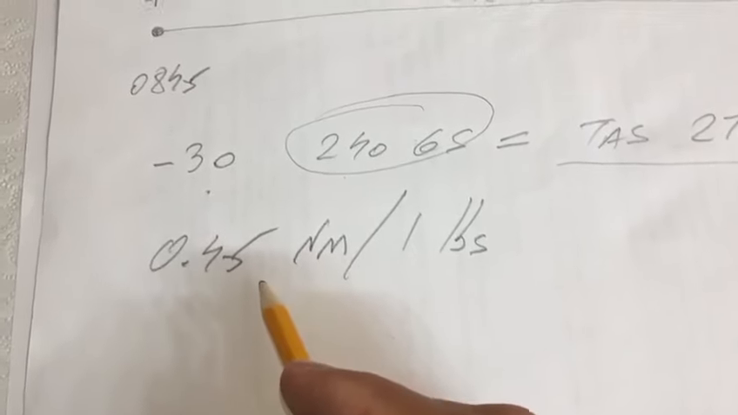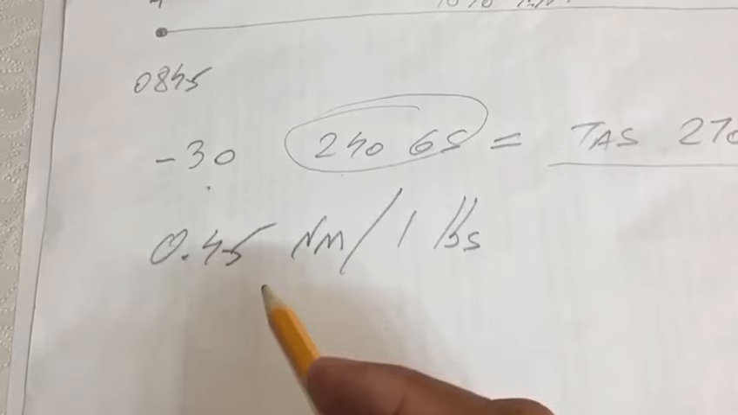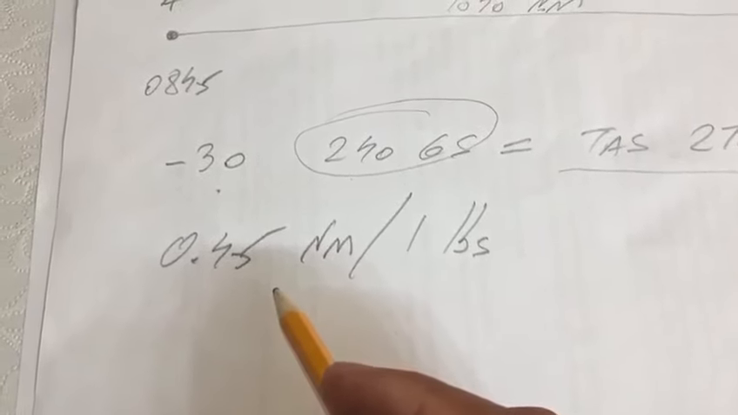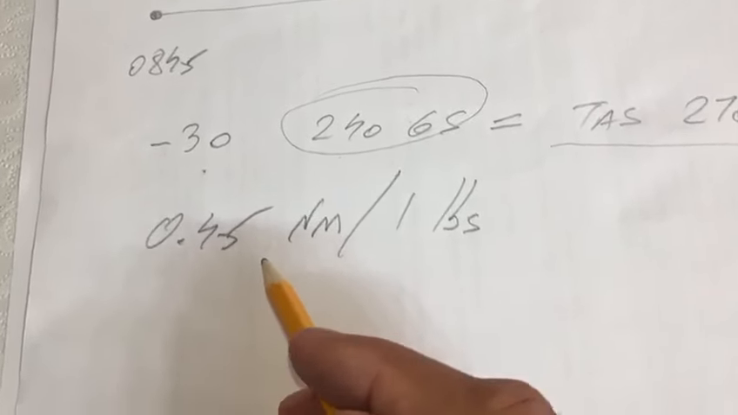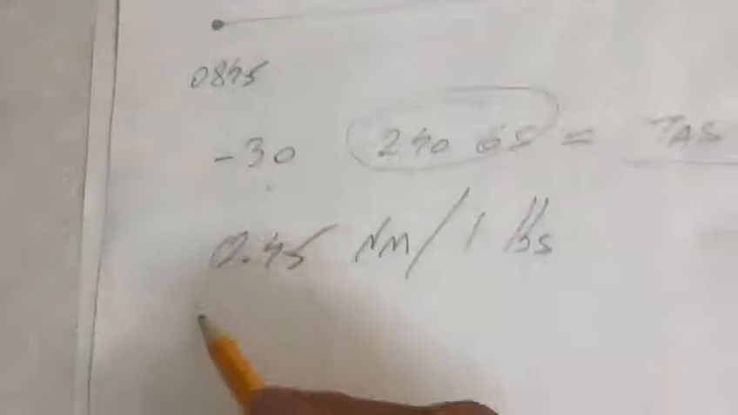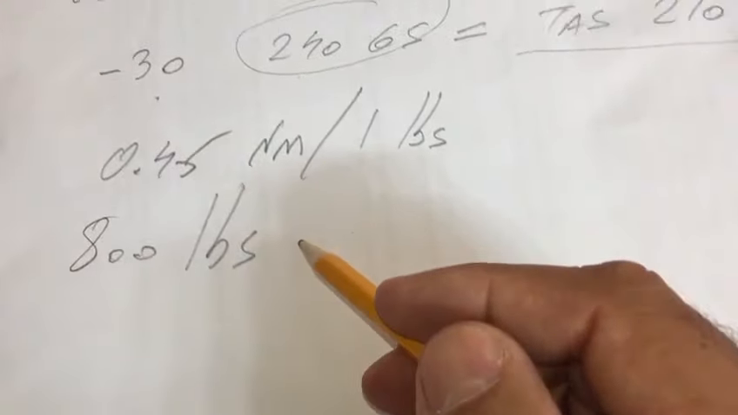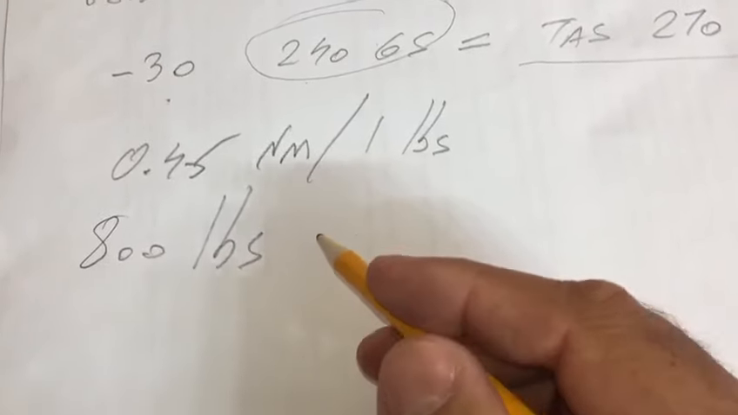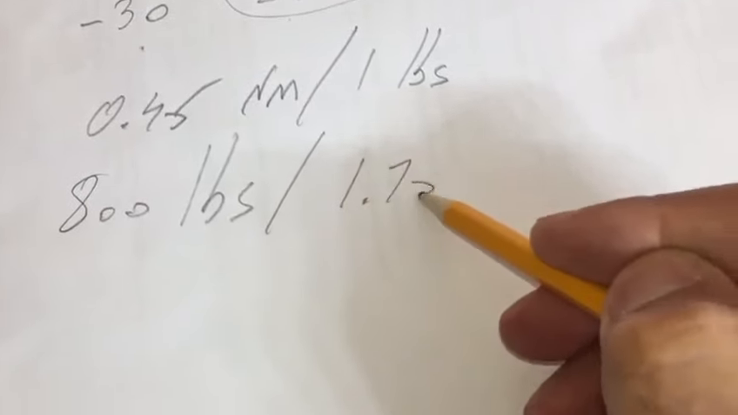The single engine thrust available is 800 pounds. And the specific fuel consumption at single engine is 1 pound of fuel per hour per 1.75 pounds of thrust. So that's also very important. 800 pounds. And we have 1.75 pounds of thrust, which means we'll divide it by 1.75.